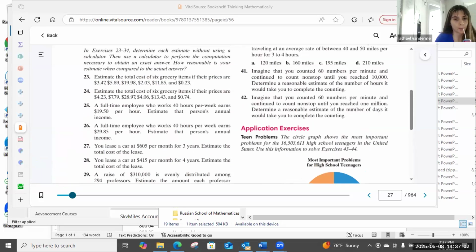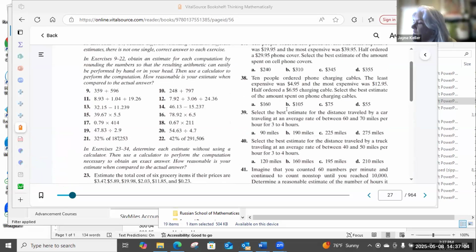The other type of problem that you will see in the homework is something like number 38 here. In this one, 10 people ordered phone charging cables. One of them was $4.95.